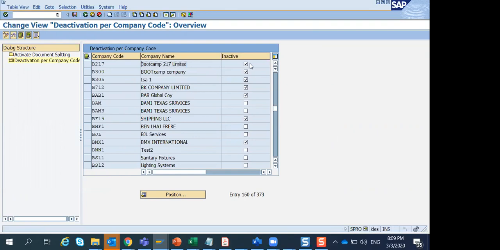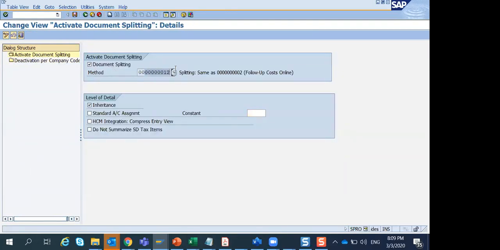And as you can see here, it's inactive, it's deactivated. I'm going to click it here and save, making sure I'm activating my company code. So I activate the document splitting, and remember, this is the method that we use, method 00012. And I made sure my company code is not deactivated. Okay, then save, save, save.